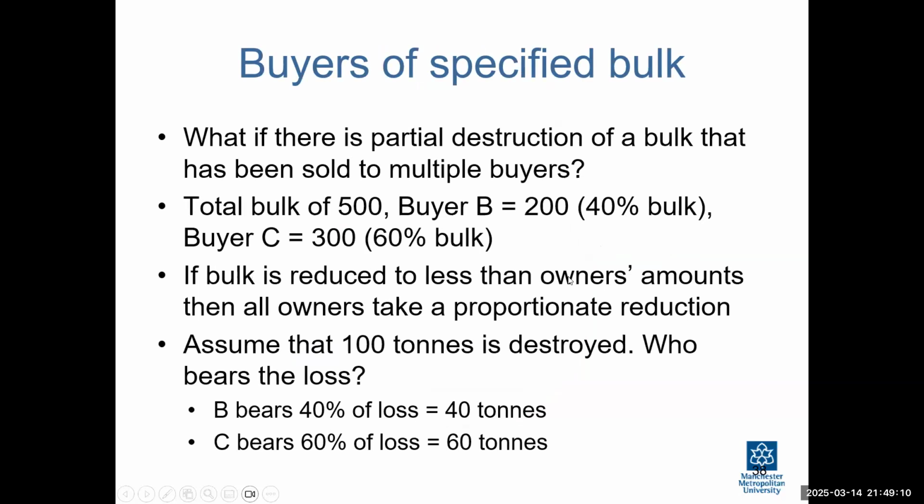If the bulk is reduced to less than the owners' amount, then all owners will take a proportionate reduction. So assuming that 100 tons is destroyed, it will be shared in the same proportion of ownership amongst the buyers. So buyer B will lose 40%, because they own 40% of the balance anyway, and buyer C will lose 60%. So they will lose 40, 60 respectively.